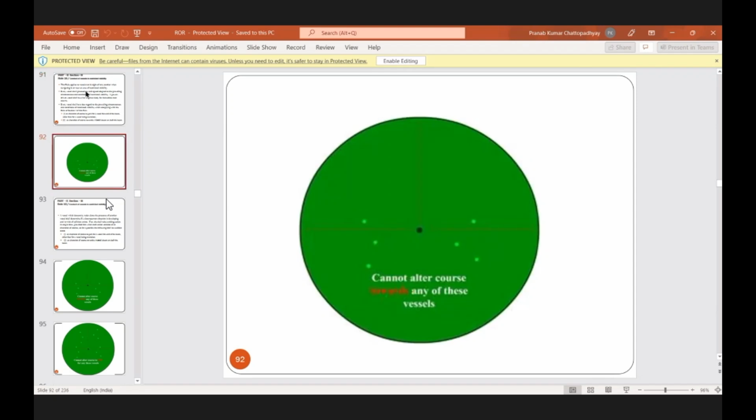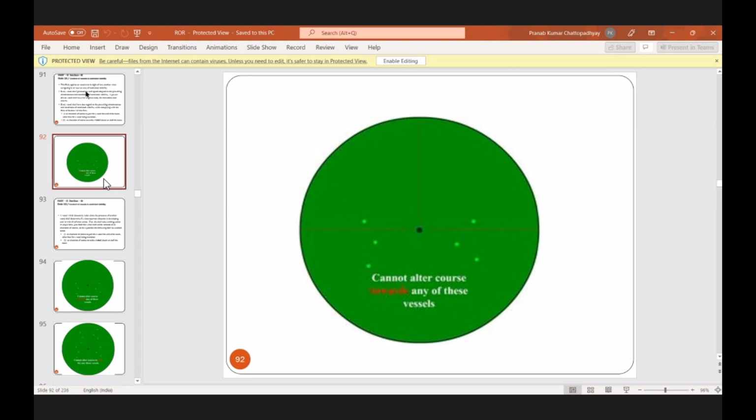Now, these are the images you can see. You can see the vessels abaft the beam and forward of the beam, on the port beam. It is shown both port and starboard. So we are talking about port. So you should not alter in such cases.